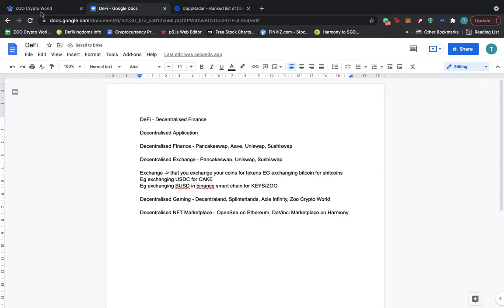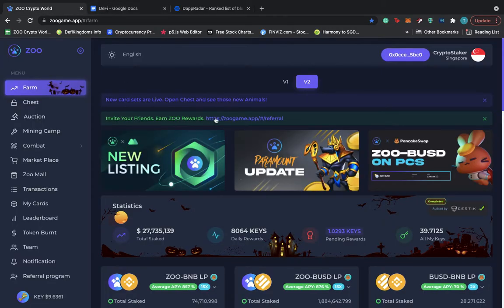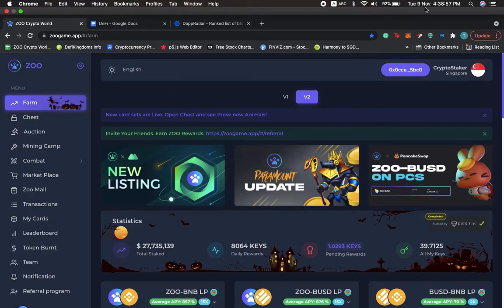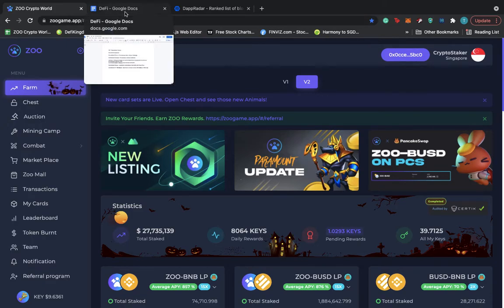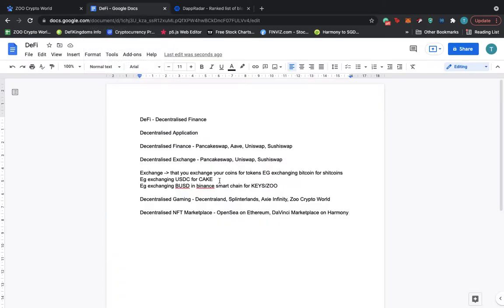So what is Zoo Crypto World, and why do I actually like this game? I've been in this game for a while now, right? Since September, I think. Now it's November, and initially in September, I was also quite new to the decentralized world, and I wanted to understand more, right? So the Zoo Crypto World is like a game, but it's not just a game.